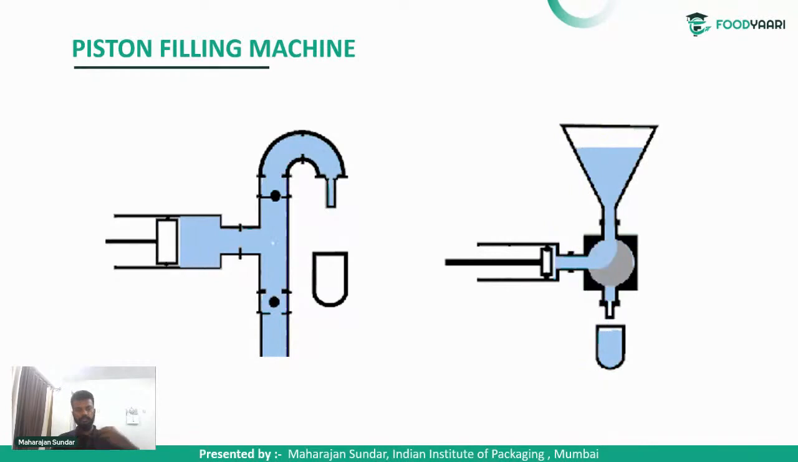During the suction stroke, the valve which is present here will open and inlet the product. And during the exhaust stroke, the piston will push the product from the cylinder, so that the upper check valve system will open, and it helps in dispensing and filling the product.